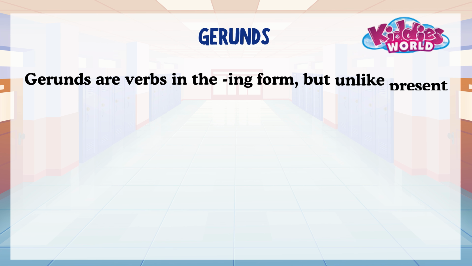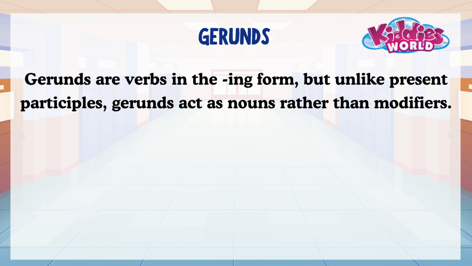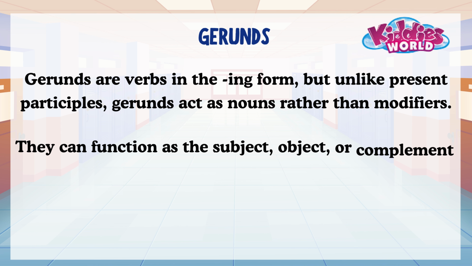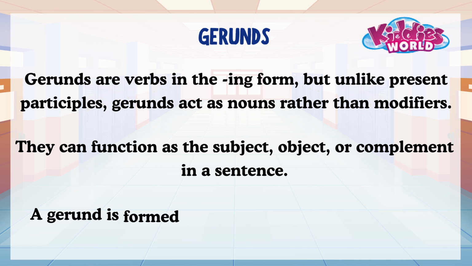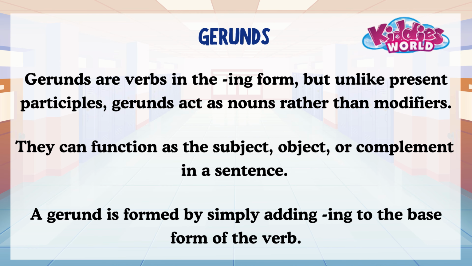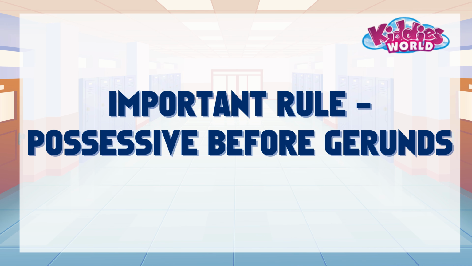Gerunds are verbs in the ing form, but unlike present participles, gerunds act as nouns rather than modifiers. They can function as the subject, object, or complement in a sentence. A gerund is formed by simply adding ing to the base form of the verb. Check this example.